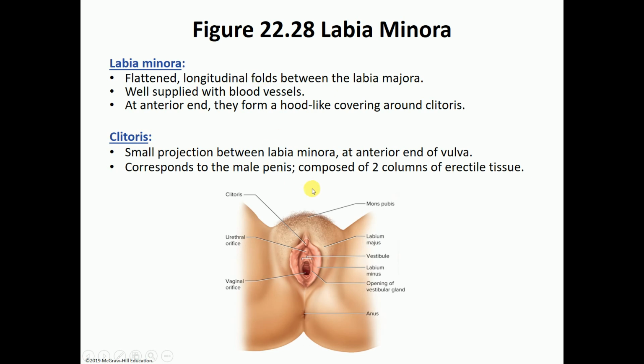Internal to that, there is the labia minora, which are flattened folds made out of skin, lots of blood vessels, and anteriorly, the two labia minora connect to make a clitoris. The clitoris is a small projection between the two labia minora, and it corresponds to the male penis. It has two columns of erectile tissue that correspond to erectile tissue in the male penis.